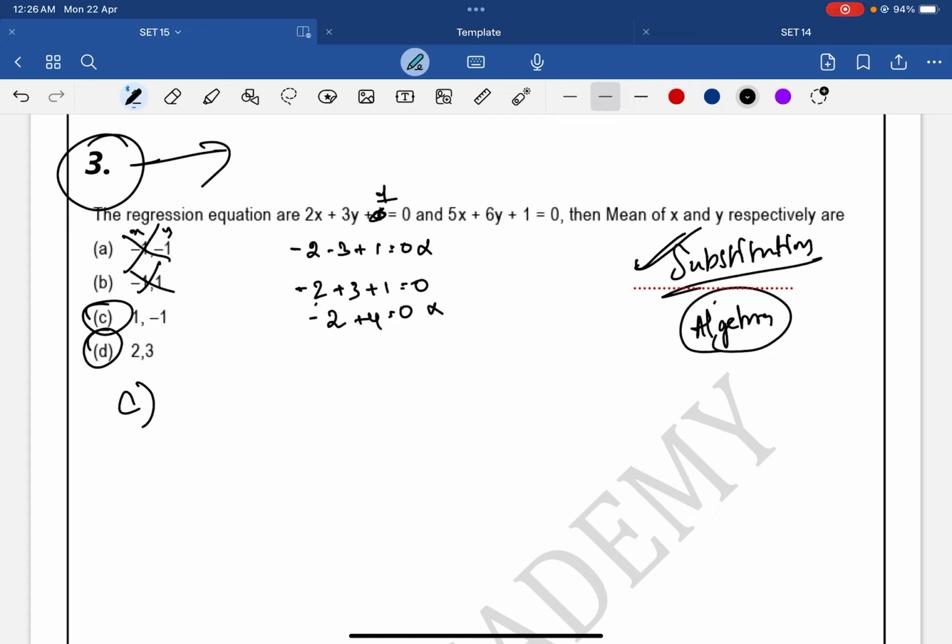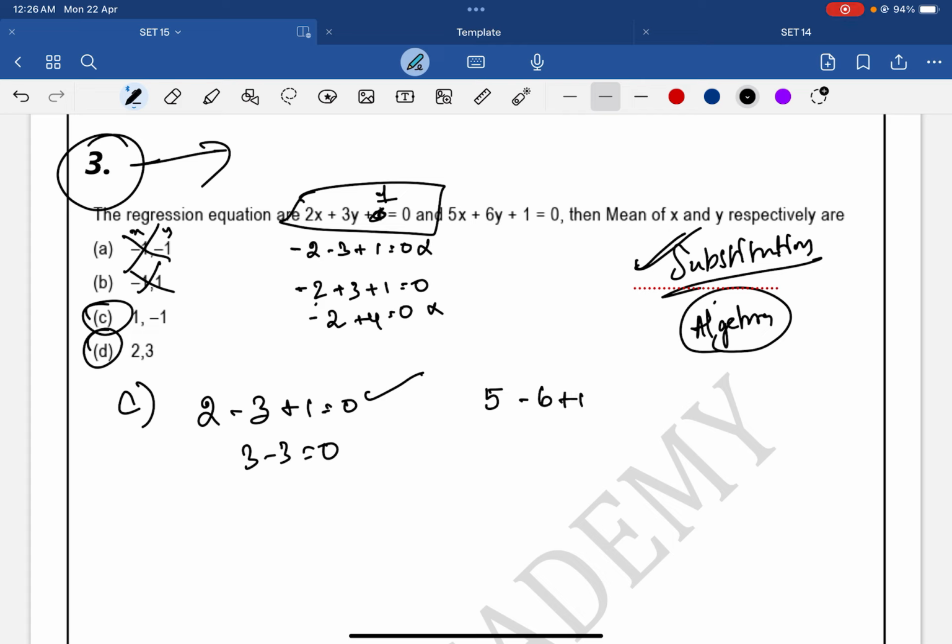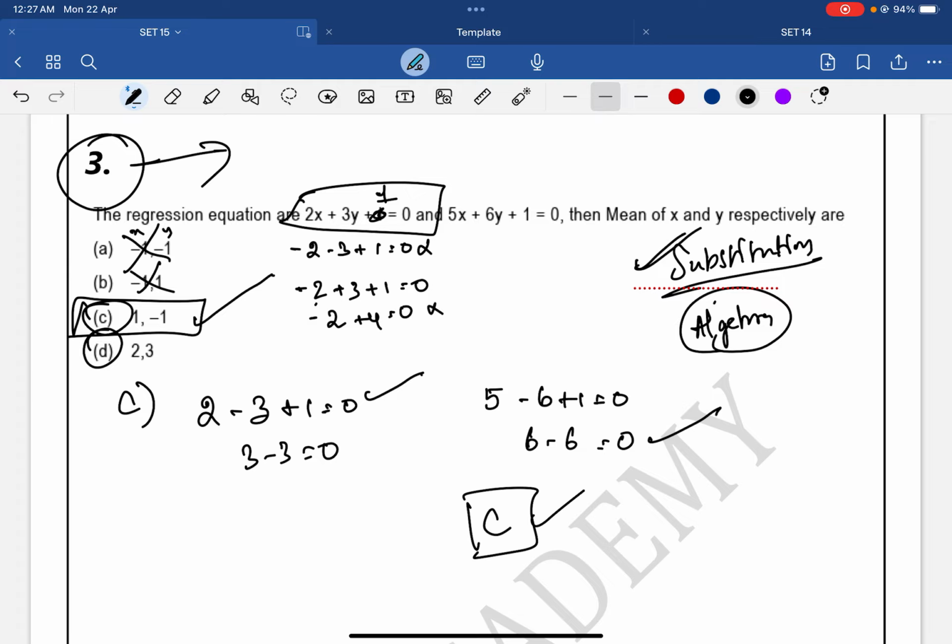So if I substitute option C, 1 in this equation, 1 twos are 2, minus 1 minus 3 plus 1 is equal to 0. So 3 minus 3 is equal to 0, equation 1 is satisfied. Substitute in the second, if one equation is satisfied, the other equation is also going to be satisfied. 5 into minus 1 minus 6 plus 1 equal to 0. So 6 minus 6 is equal to 0. Both the equations have been satisfied, so option C is my answer.